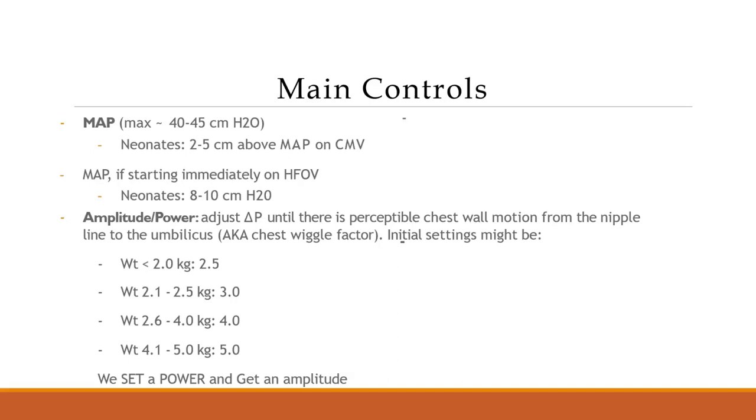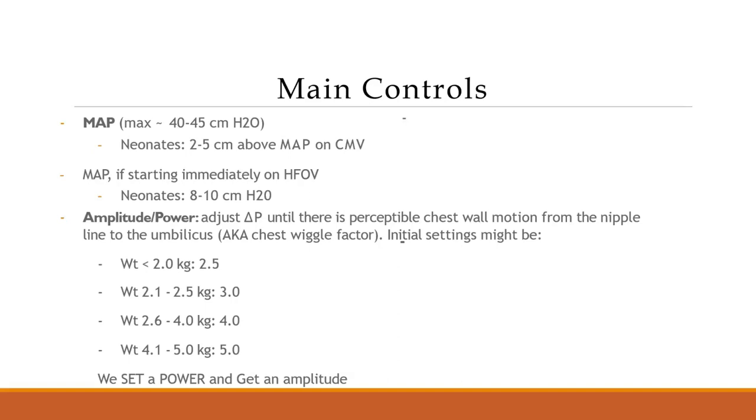Is it maybe the patient needs to be suctioned? Maybe the tube is too deep. Maybe the tube is too high. We need to troubleshoot. And if it's still, after you've troubleshot everything that it could possibly be, then the patient might be getting worse. They might need an x-ray. We might need to increase the power in order to get a decent chest wiggle, a decent amplitude.